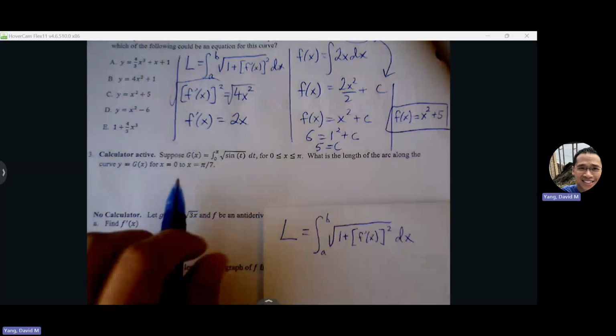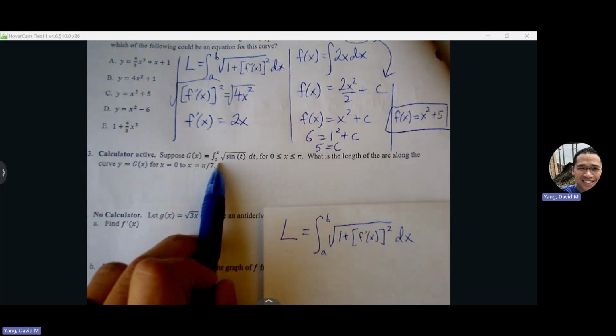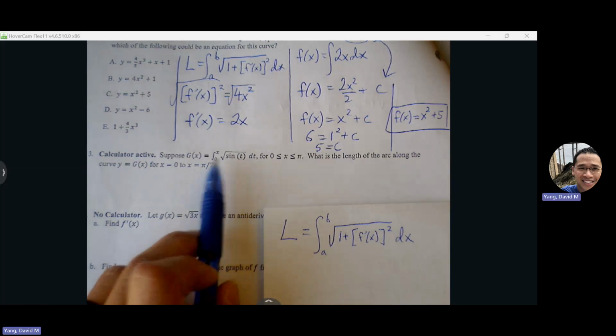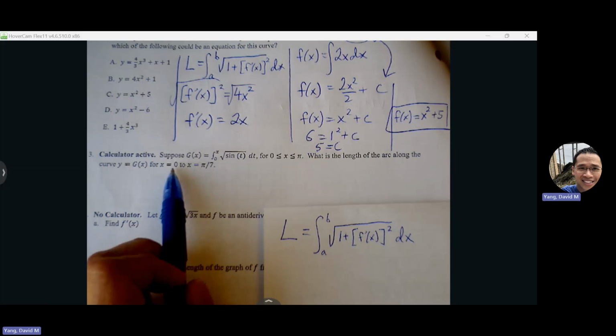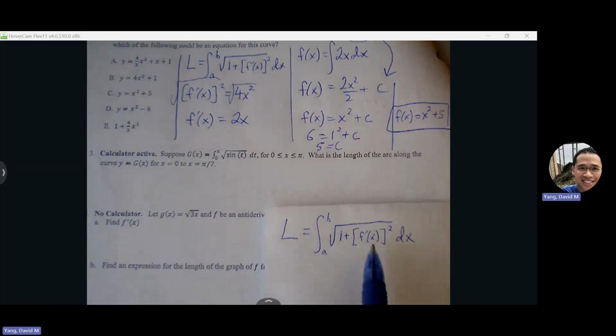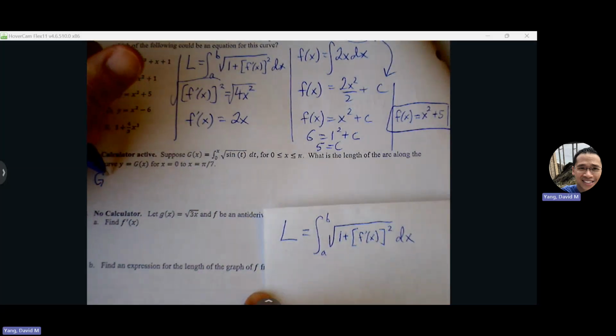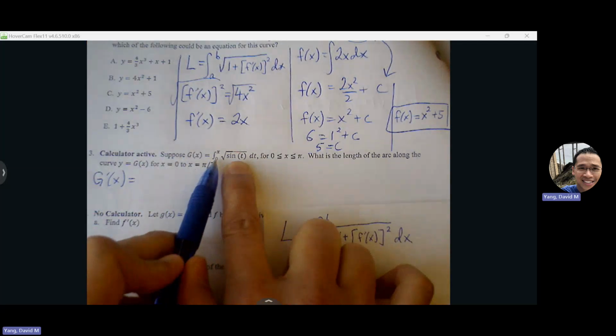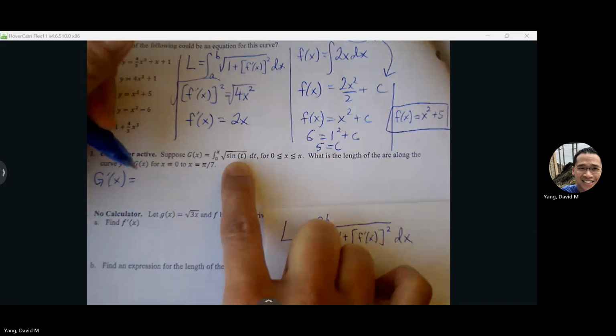Right, next up, suppose uppercase g of x is the integral from 0 to x of root sine of t. What is the length of the arc along the curve for the interval from 0 to pi over 7? Okay, so we just have to find g prime and put it into the formula. Well, if g of x is the integral, g prime is just going to be what? Yeah, second theorem. If we take the derivative of this, it will just turn into what? Yeah, square root sine of x.